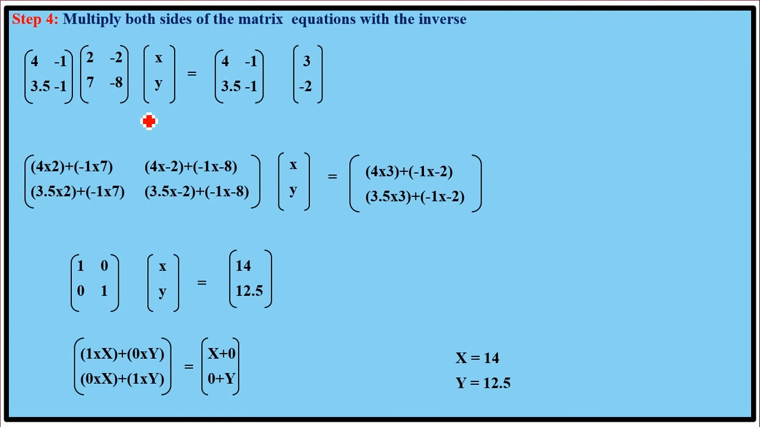So look at this. This one is a 2 by 2 matrix, and this is a 2 by 2 matrix. This is a 2 by 1. This is a 2 by 2. This is a 2 by 1. Now let's see, is it possible to multiply this matrix and this matrix? Yes, you cancel these and these.